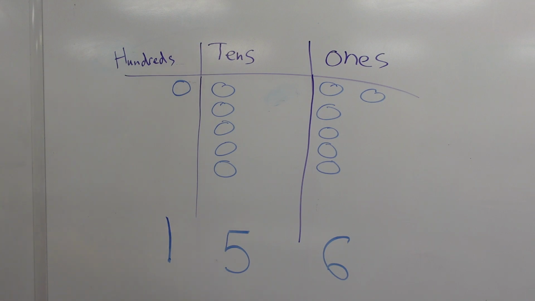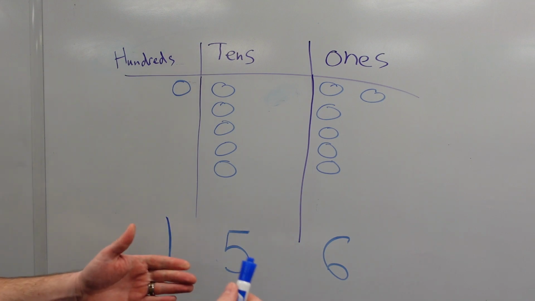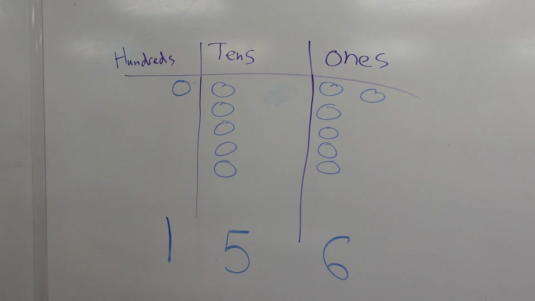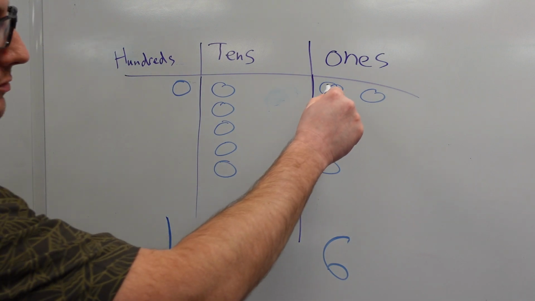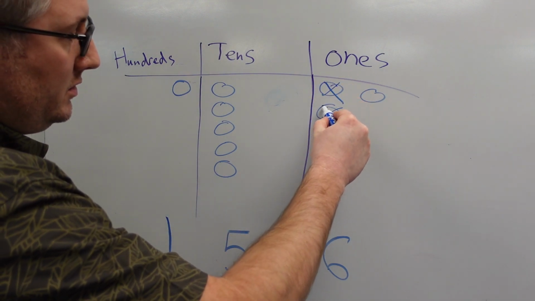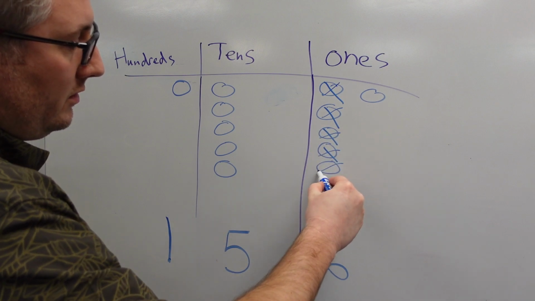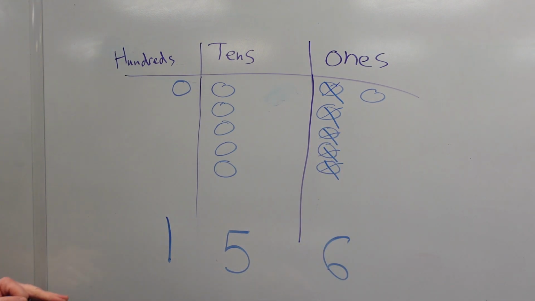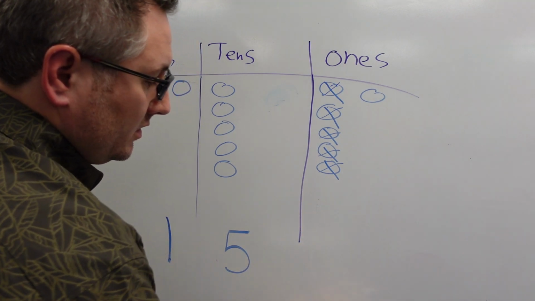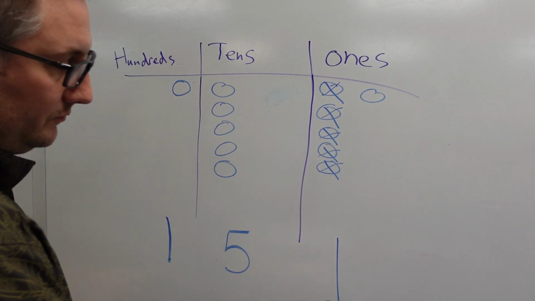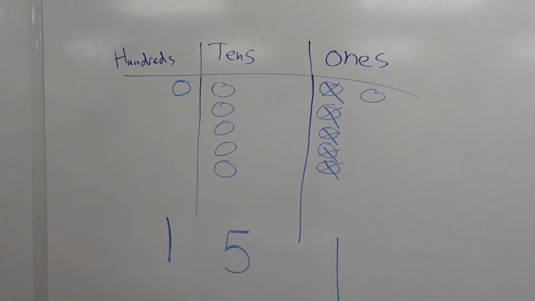So what if I said, what is 5 less than 156? I don't have another color marker, but I'll just mark these off. 1, 2, 3, 4, 5. 5 less than 156 is 151. We can do it that way. What about 5 more?